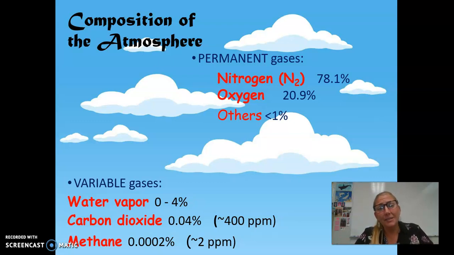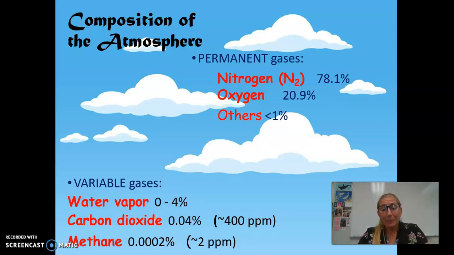The permanent gases, the ones that are not changing much on a seasonal or even a daily basis, versus the variable gases, which obviously do change. The two big permanent gases that you definitely should know are nitrogen and oxygen. Do you need to memorize these exact percentages? No. But just be aware, generally we say that the atmosphere is about 78% nitrogen and about 21% oxygen.